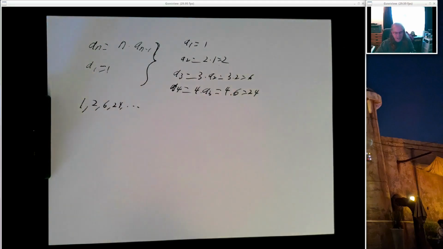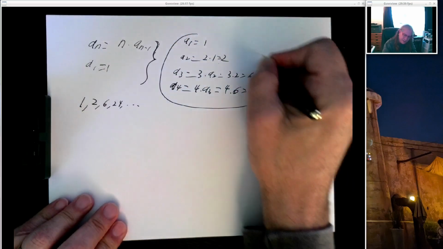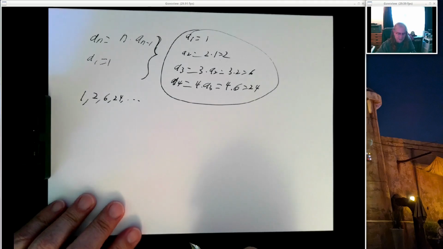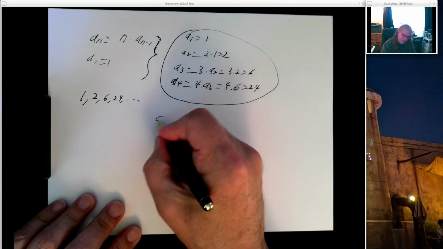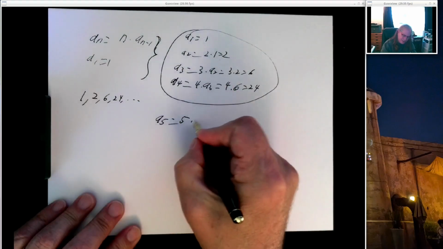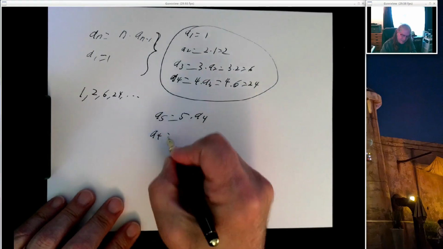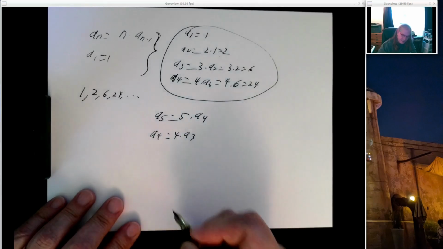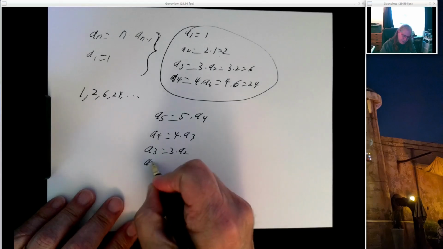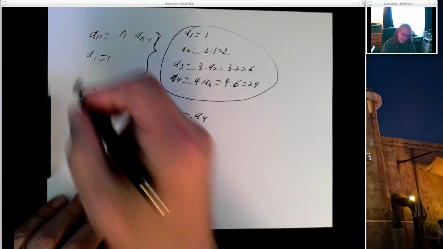If you don't recognize it, one thing that can be useful, instead of just plugging in values like this, is to do a bit of an expansion on these terms. So let's look at a5. This relationship tells us it's 5 times a4, and a4 is 4 times a3, and a3 is 3 times a2, and a2 is 2 times a1, and a1 we know is equal to 1.